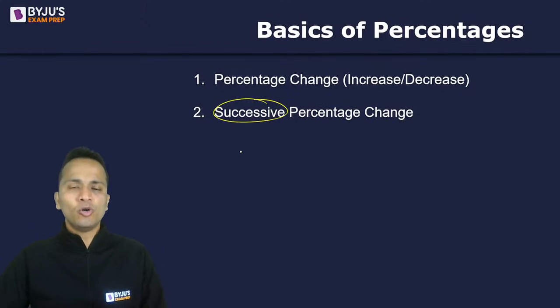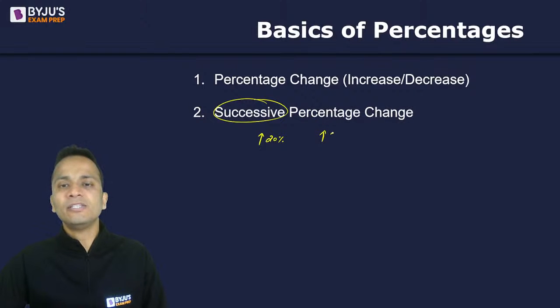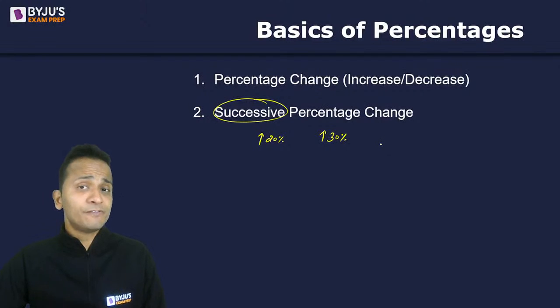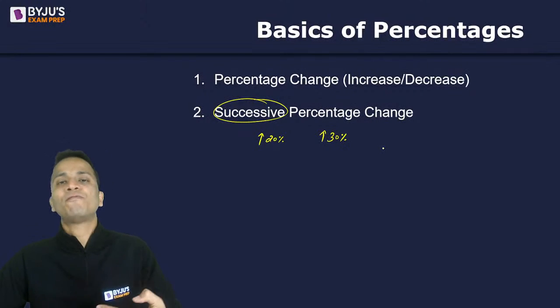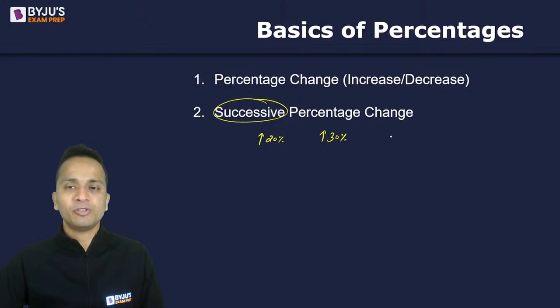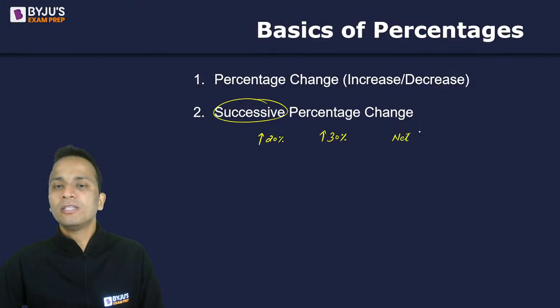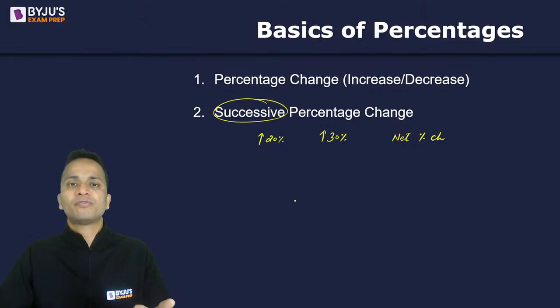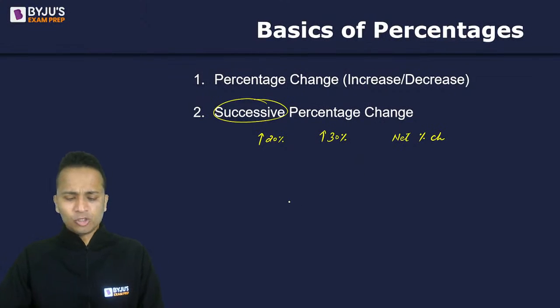All right, so I'll give you an illustration. So let's say there is an initial value which I don't know. It is first of all increased by 20%, and then further it is increased by 30%. Okay, now after this successive change of 20% followed by an increase of 30%, I have to find out the net percentage change in the value of the given number. Okay, so अब इस क्वेश्चन को किस तरीके से प्रोसीड करेंगे?